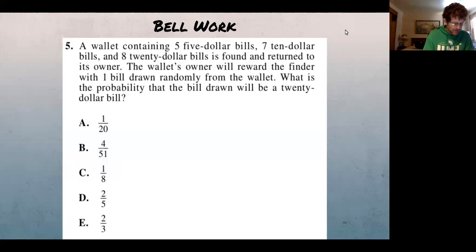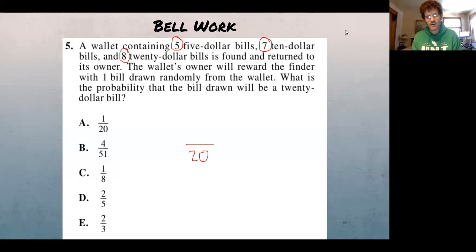So what we've got is there are how many bills in this wallet? We've got 5 $5 bills, 7 $10 bills, and 8 $20 bills. So if you add that all up, it looks like there are 20 bills in this wallet. And let's say these are all shuffled up.